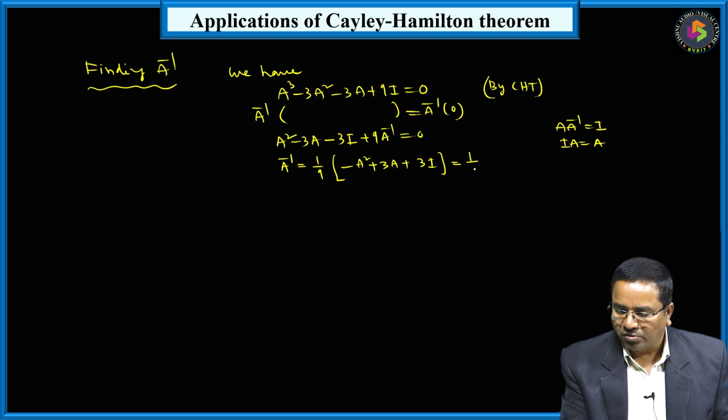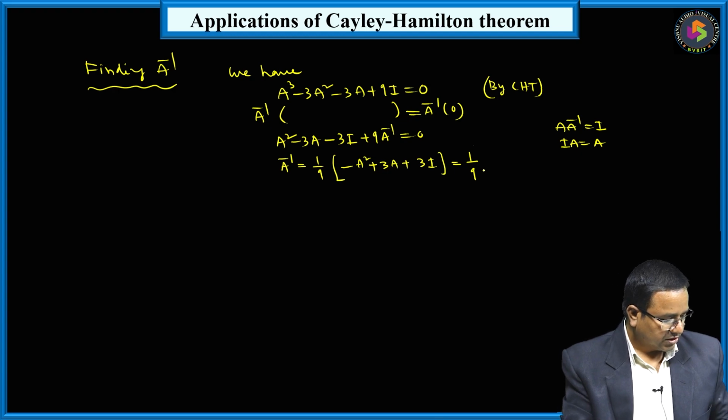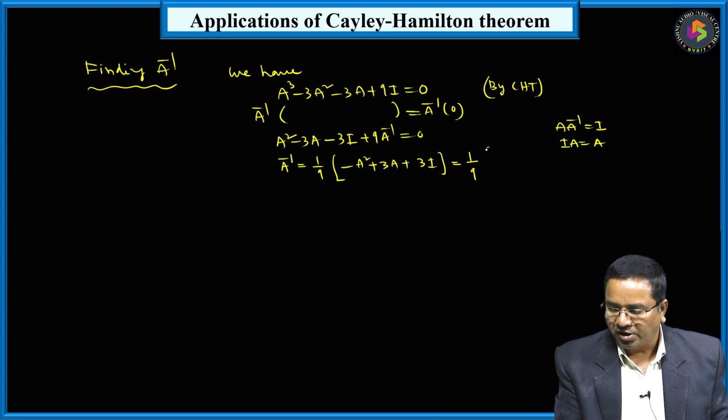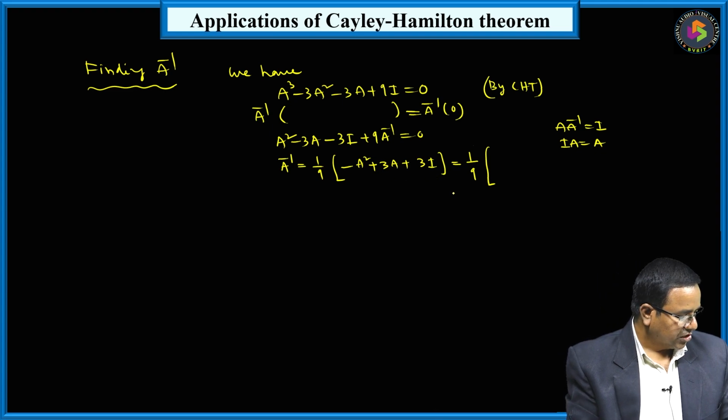So whatever we have, simplifying will get the A inverse answer. Then if you have time, you will do it, or else even keep it as it is; we have considered that the right answer. Already A square we have, A also we have, this I we know. Just simplifying will get this. Just check it also at home.